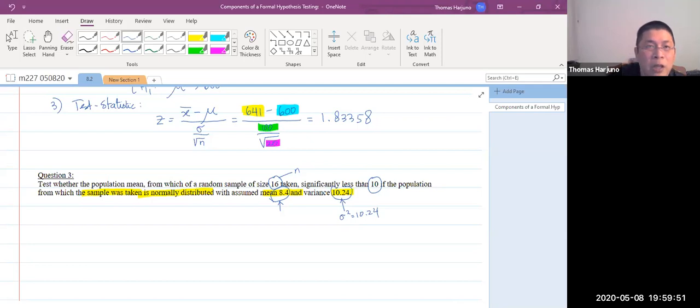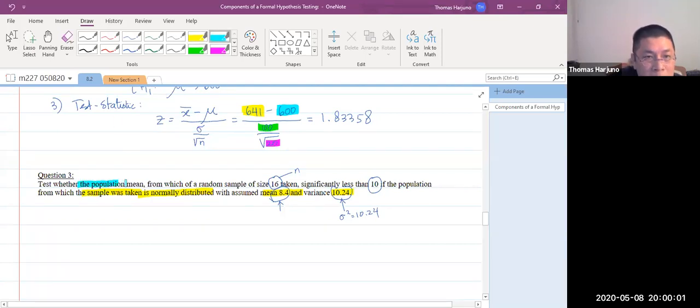What they want us to do is to test whether the population mean is less than 10. Do you see how difficult it is? So in our step 2 later on, when we do the hypothesis, what we are going to test is whether mu is less than 10. That's what we are testing.